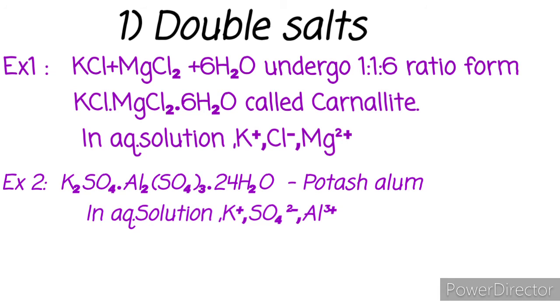Second one, potash alum. This potassium alum is an addition compound of potassium sulfate, aluminum sulfate and water in 1:1:24 ratio. In aqueous solution, this potassium alum dissociates into K+ ions, Al3+ ions and sulfate ions. In aqueous solution, it shows the properties of these three ions.